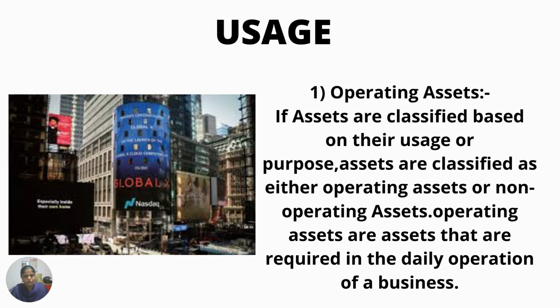Then next one, usage. There are two types of usage. First one, operating assets. What is an operating asset? Now, if assets are classified based on their usage or purpose, assets are classified as either operating assets or non-operating assets. Operating assets are assets that are required in the daily operation of the business. It means we record everyday transactions into the books of account. It is very easy to understand the everyday transaction.